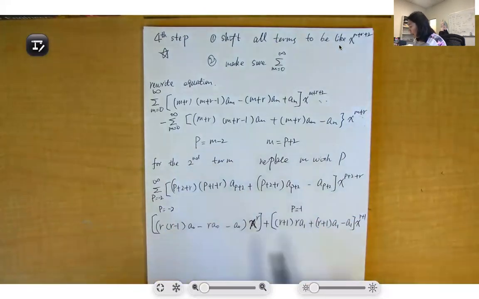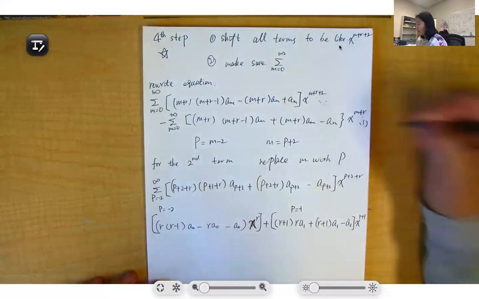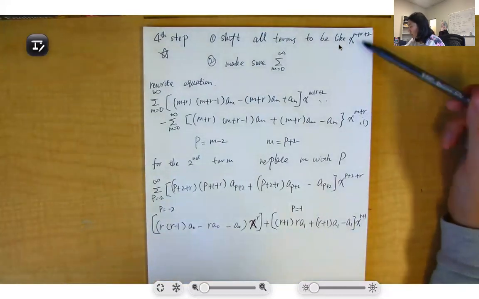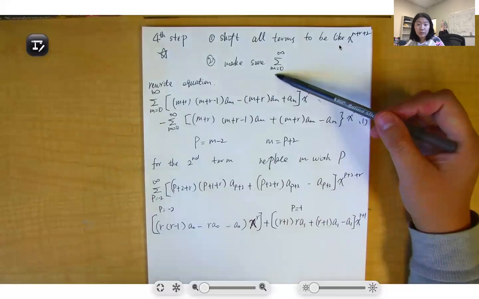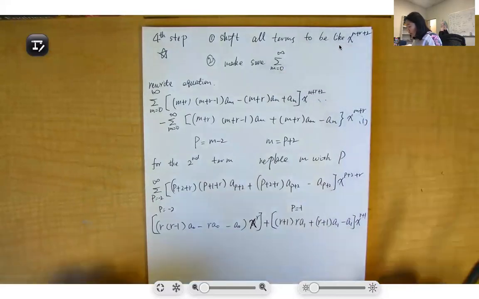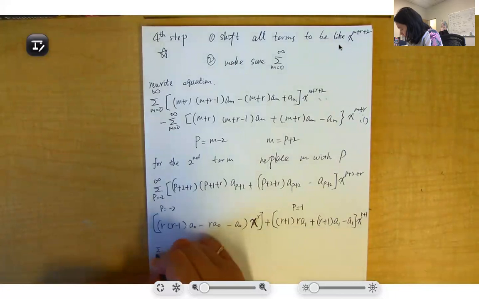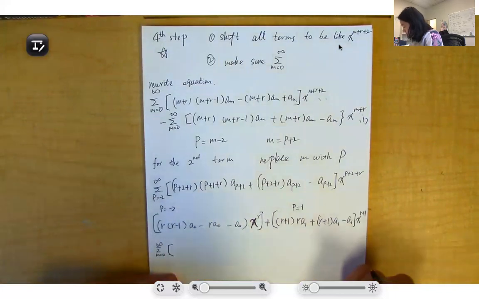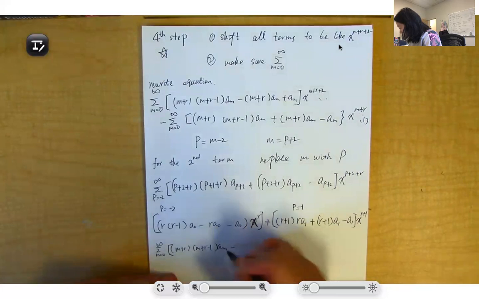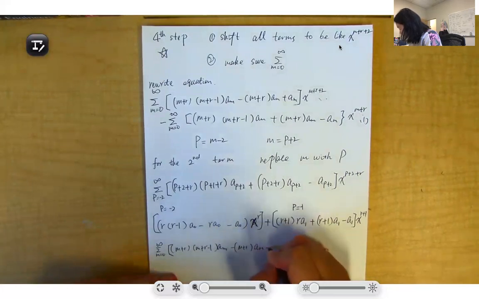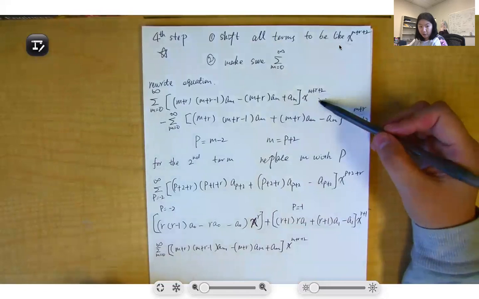So we can rewrite our equation. This will be equation 1, back into all the terms having x to the m plus r plus 2, and the sum starts with m equals 0 to infinity. Then what we have is the sum from m equals 0 to infinity of (m plus r) times (m plus r minus 1) a_m minus (m plus r) a_m plus a_m, times x to the m plus r plus 2. So this first term is unchanged, right?